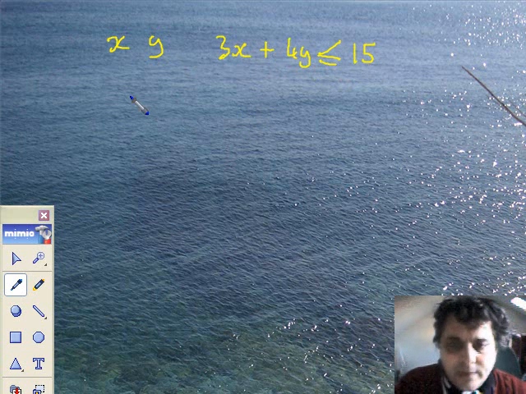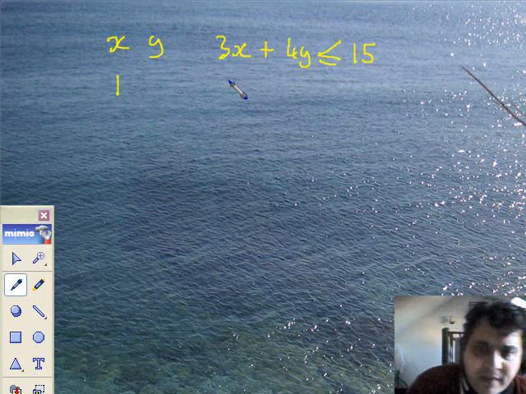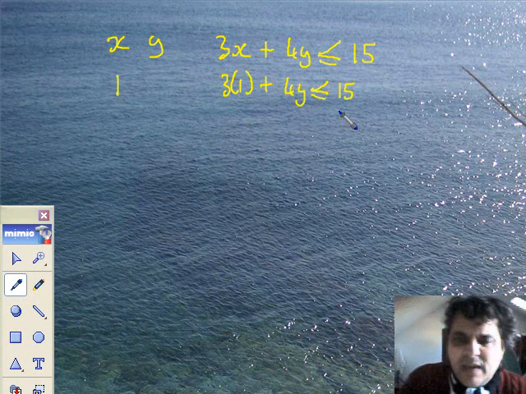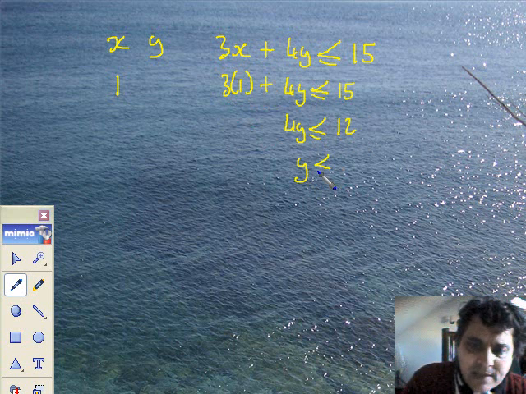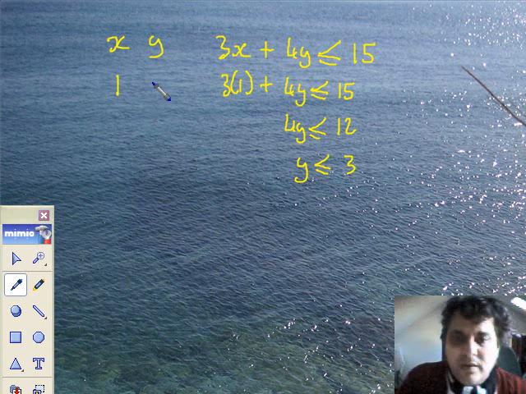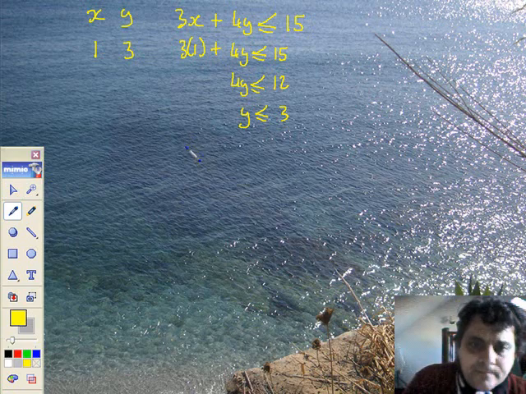Right, positive integers only. Are you ready? Well, I'm going to start with 1. So I'm going to say x equals 1. If x equals 1, I've got 3 lots of 1 plus 4 lots of y. It's got to be less than or equal to 15. So take my 3 over and minus it. My 4y has got to be less than or equal to 15 take away 3, which is 12. So my y has got to be less than or equal to 3. So here we go. I've got 1 and 3 works really well.